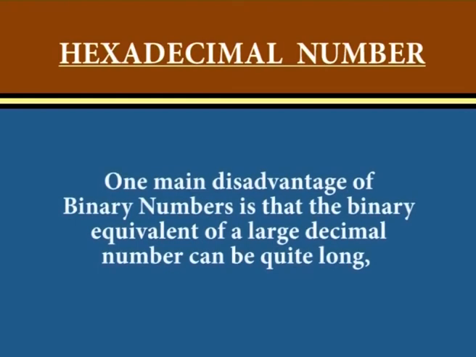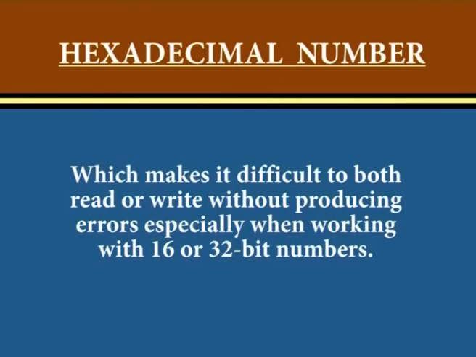One main disadvantage of binary numbers is that the binary equivalent of a large decimal number can be quite long, which makes it difficult to both read and write without producing errors, especially when working with 16 or 32 bit numbers. One common way of overcoming this problem is to arrange the binary numbers into groups of 4 as hexadecimal numbers, starting with the least significant digit at the right hand side.